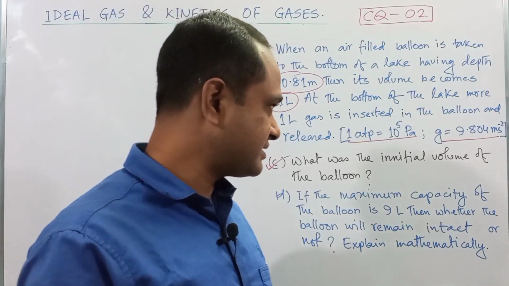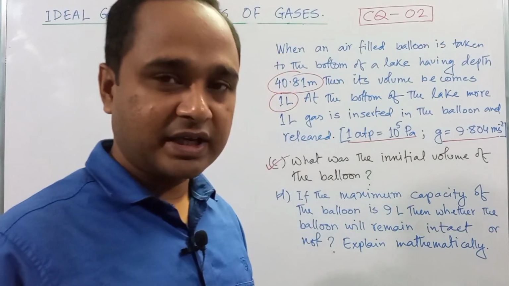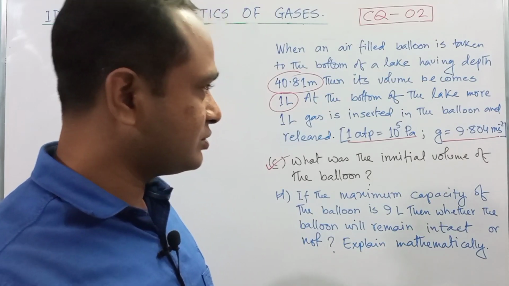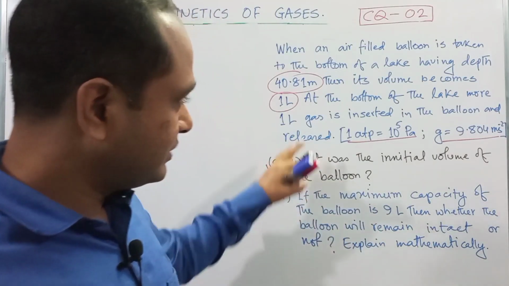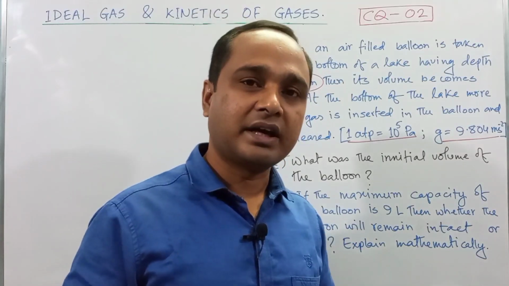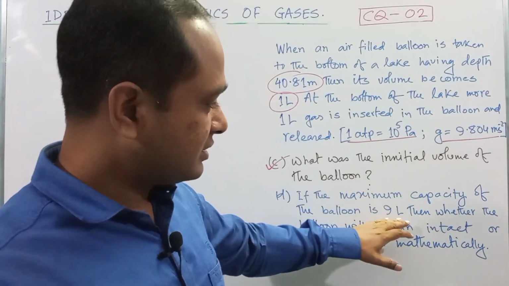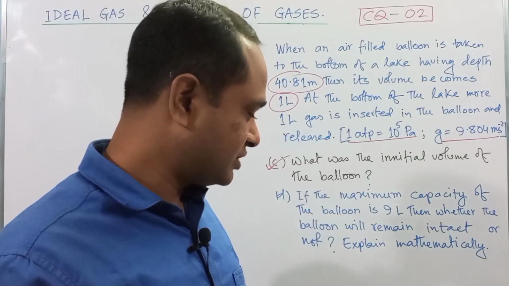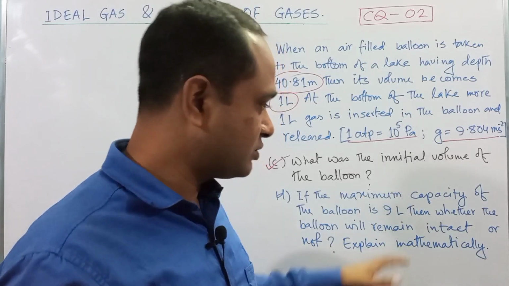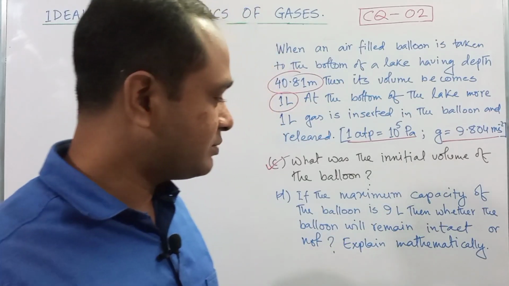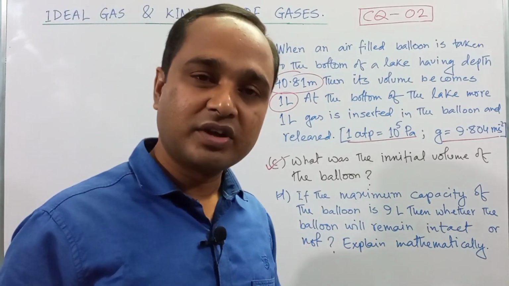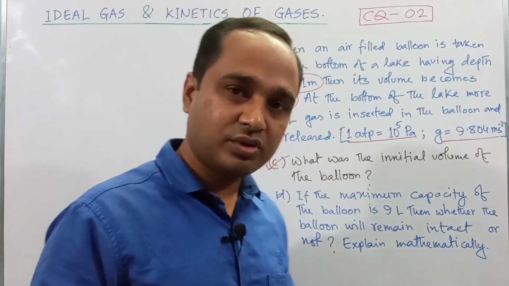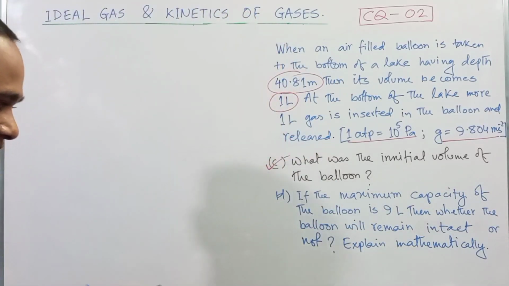But when it is released, the balloon will come to the top and the volume of the balloon will be increased due to the decrease of pressure. So if the volume of the balloon at the top is more than 9 liter, then it will be blasted, or if the volume of the balloon remains less than 9 liter, then it will remain intact. So first we have to determine the final volume of the balloon at the top of the lake after inserting 1 liter more air into the balloon.